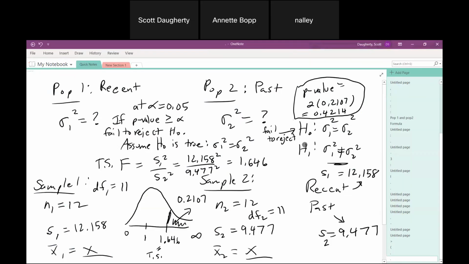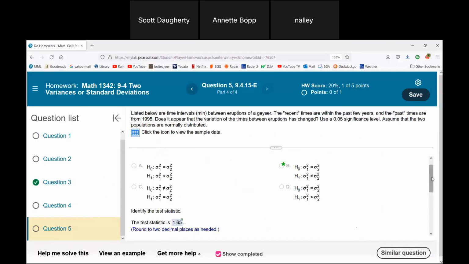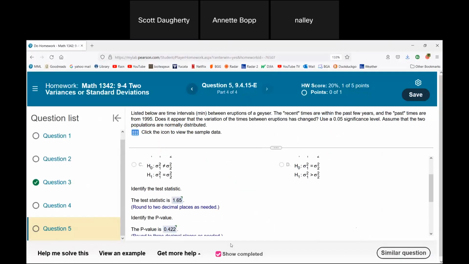If you look at the problem, no one made a claim here. They just asked us to determine what we think is probably the best answer here. So failing to reject the null means that it seems like these could be equal, right? I can't reject the idea that these are equal. So if you ask me which one, I would go with the one where I think they might be equal. But let's just see what they got here. So 1.65 was the test statistic. I believe that's what we got.